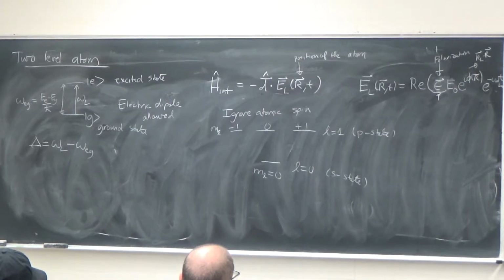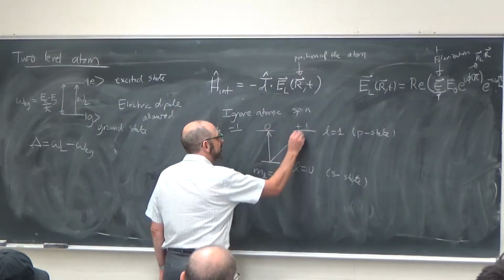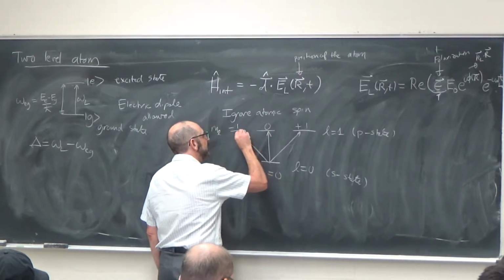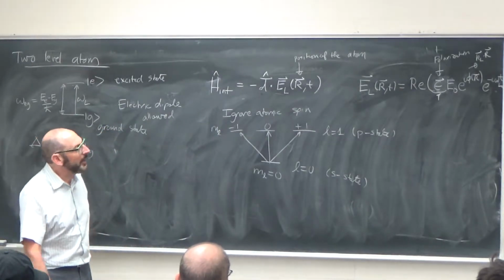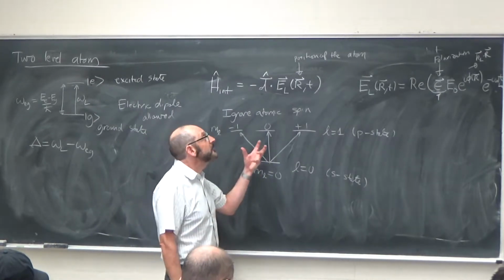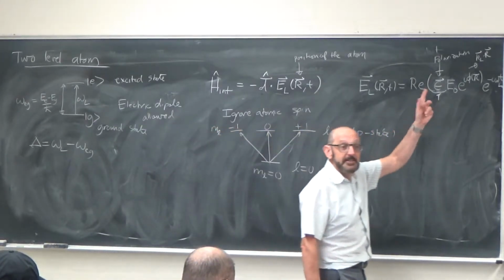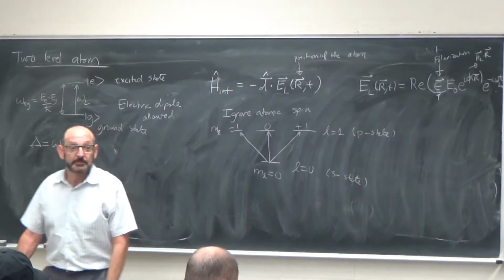Okay? So now I ask you, what are the selection rules? In other words, can I, with a laser beam, excite here? Can I excite here? Or can I excite here? Are all of those allowed? Depends on the helicity. That's right. They're all allowed, but it depends on the polarization of the light relative to what I'm calling the z-axis.